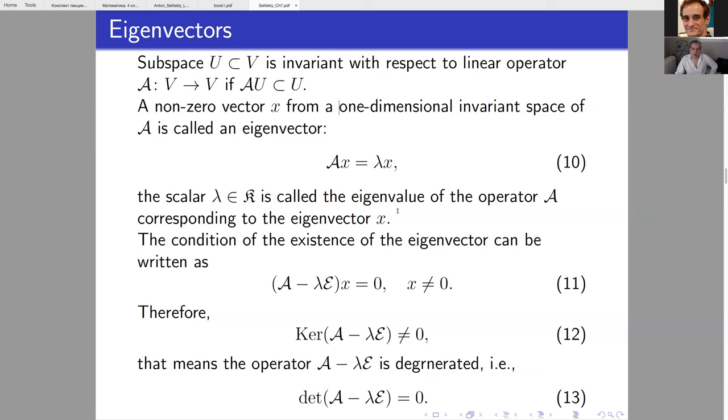By definition, AX minus lambda X is zero. And also there is the condition that X is a non-zero vector here. When can that happen? It can happen only if X is an element of the kernel. So the kernel shouldn't be empty.